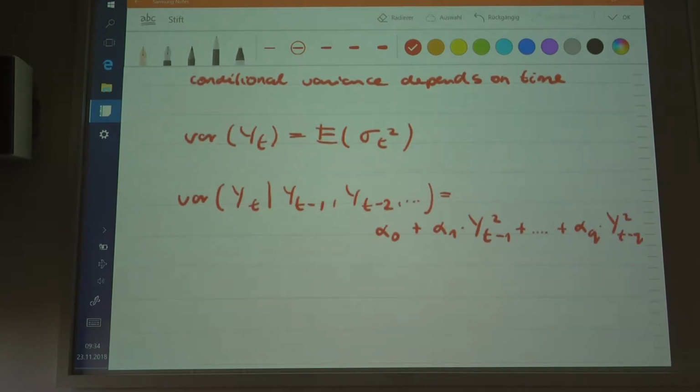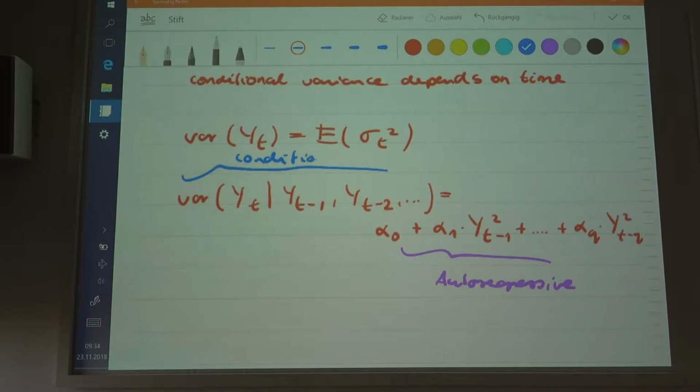So here this is the autoregressive part, and this is basically the conditional variance. Right? So autoregressive, conditional, heteroscedasticity, meaning that the variance is going to be changing. You understand where the name is coming from?